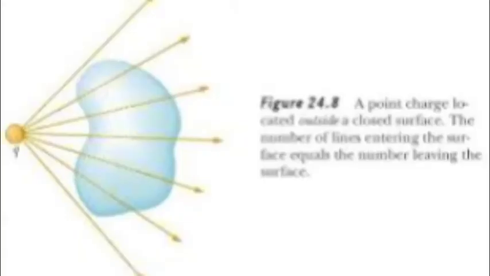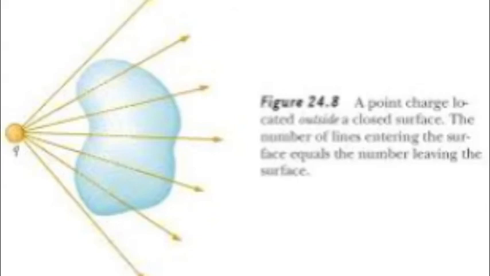An important thing to remember about Gauss's law is where the particle is relative to the surface. If the charged particle is outside the surface, there will be a net flux of 0, because the amount of electric field going into the surface equals the amount coming out.